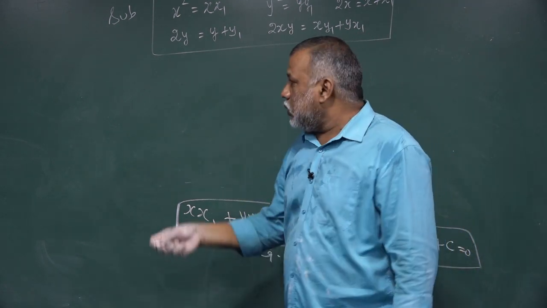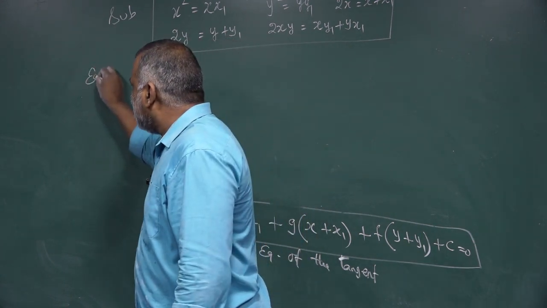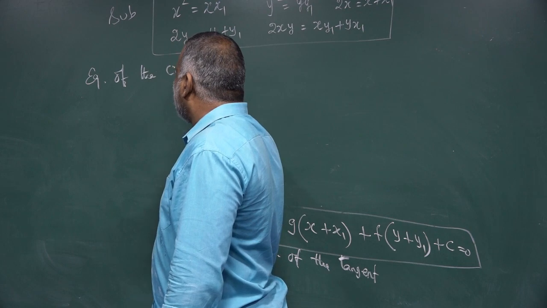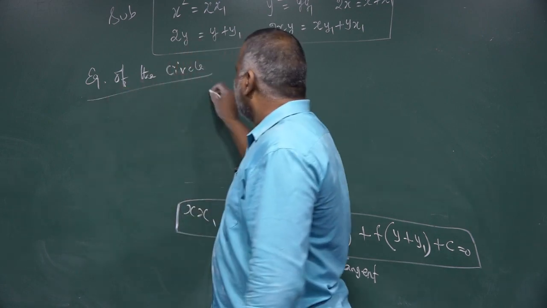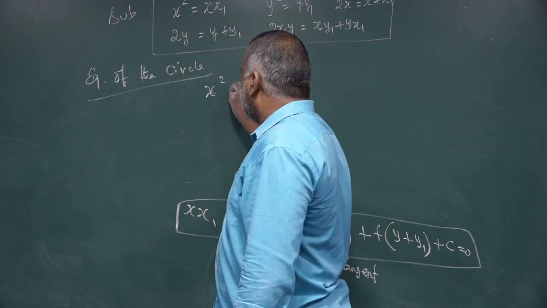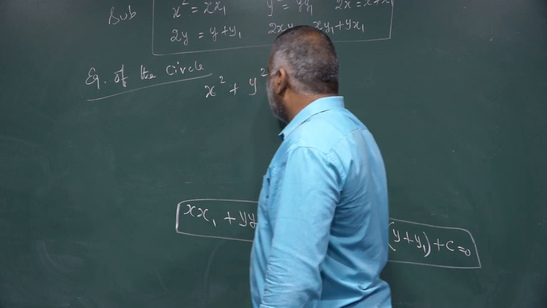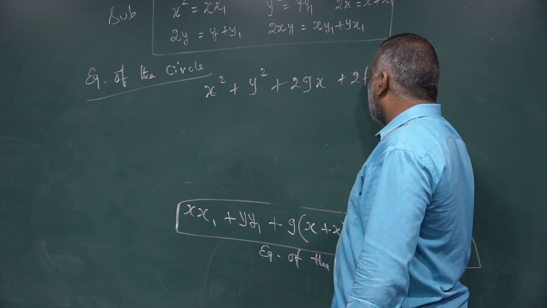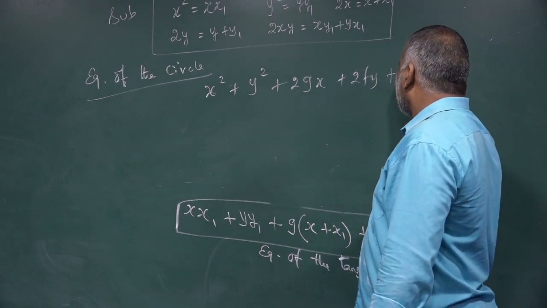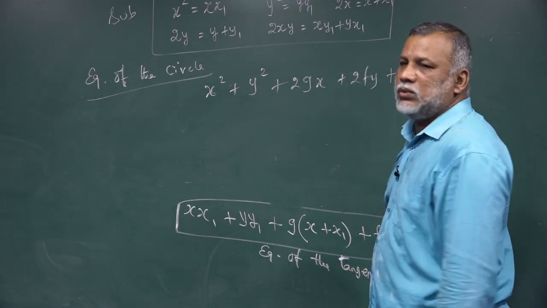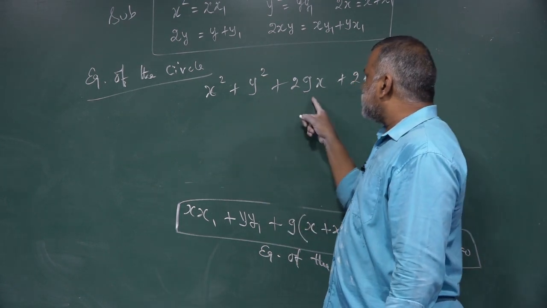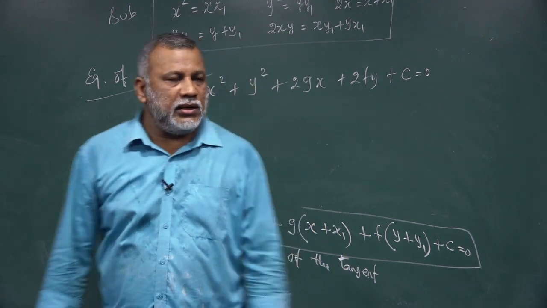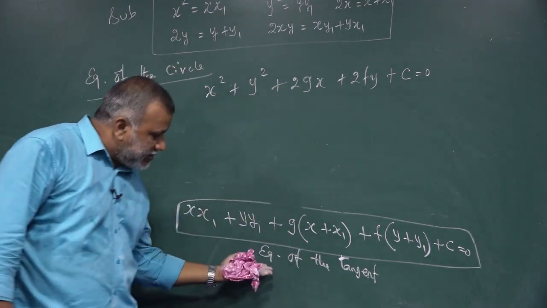Now listen, what is the general equation of the circle? See here, x squared plus y squared plus 2gx plus 2fy plus c equal to 0 is the general equation of the circle. Using this logic, we can get the same answer.